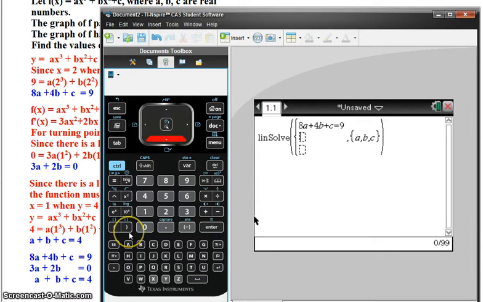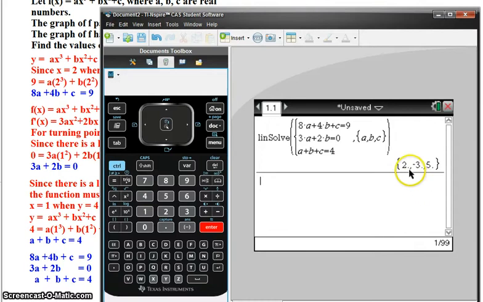So I'm going to now enter the second equation, 3a plus 2b equals 0. And the third equation, a plus b plus c equals 4. Okay, I'm going to hit enter now.